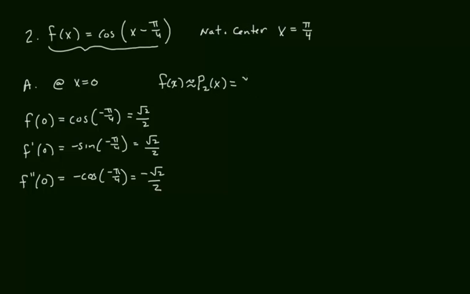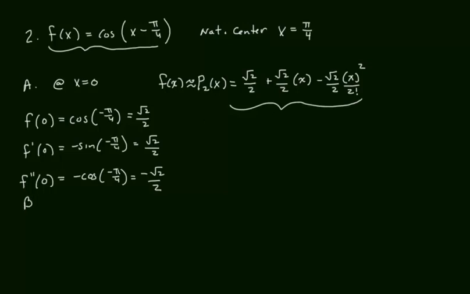So my first one is going to be square root of 2 over 2 plus the square root of 2 over 2 times x alone. Then the next term is negative square root of 2 over 2 x squared over 2 factorial, unsimplified, but you see by the way that this is written, it implies centered at x equals 0.